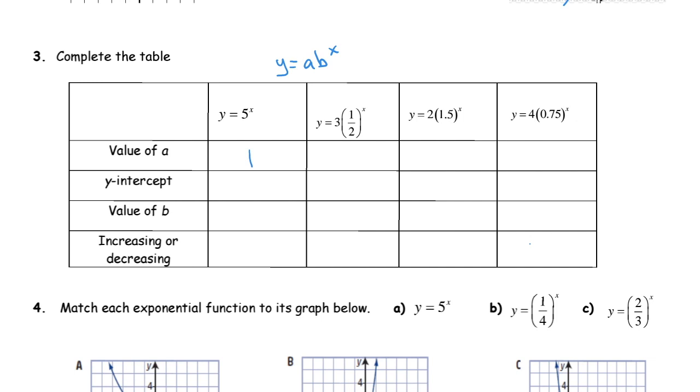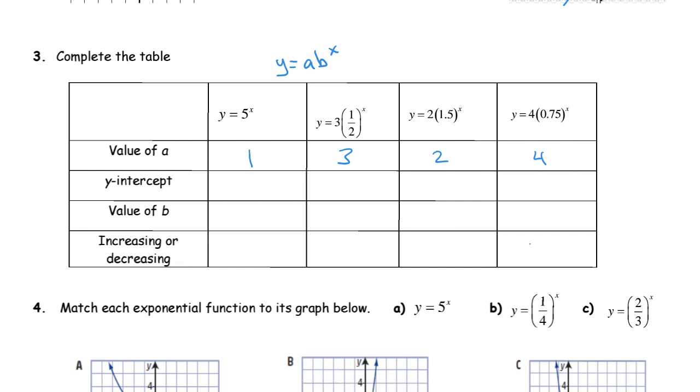For the second one here, 3 times 1/2 to the x. Well, the 1/2 to the x, that's the b to the x. So the number multiplied out front, the coefficient, is going to be 3. In this case right here, and I think once you understand what that a is, this gets easier to do. In this case, the 2 is the coefficient of the power. And over here, 4 is the coefficient of the power.